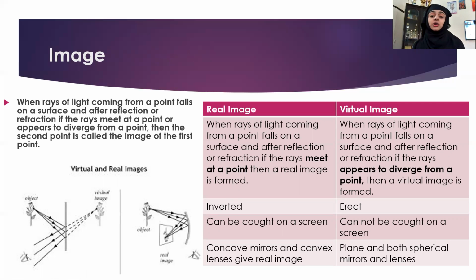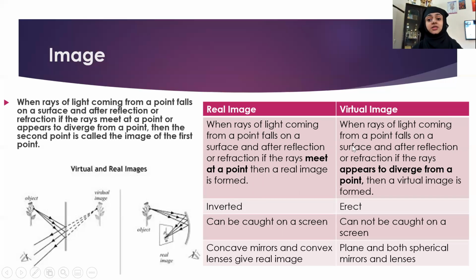Now images are of different kinds. Some are called real images, some are called virtual images. Let us see when a real image is formed and when a virtual image is formed. When rays of light coming from a point fall on a surface and after reflection or refraction, if the rays meet at a point, then a real image is formed. As in this case, they actually meet. So a real image is formed.